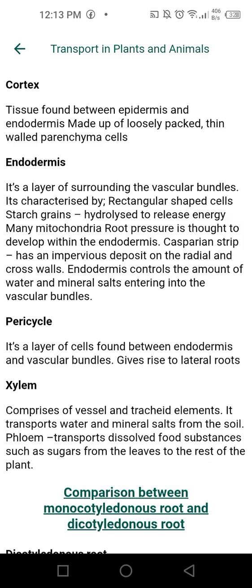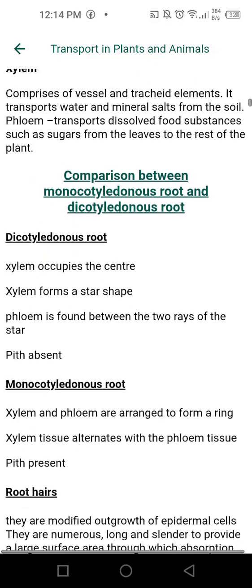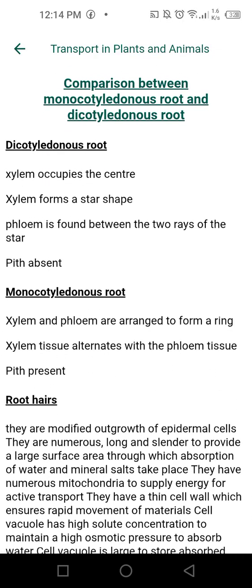Xylem. Comprises vessel and tracheid elements. It transports water and mineral salts from the soil. Phloem transports dissolved food substances such as sugars from the leaves to the rest of the plant. Comparison between monocotyledonous root and dicotyledonous root.